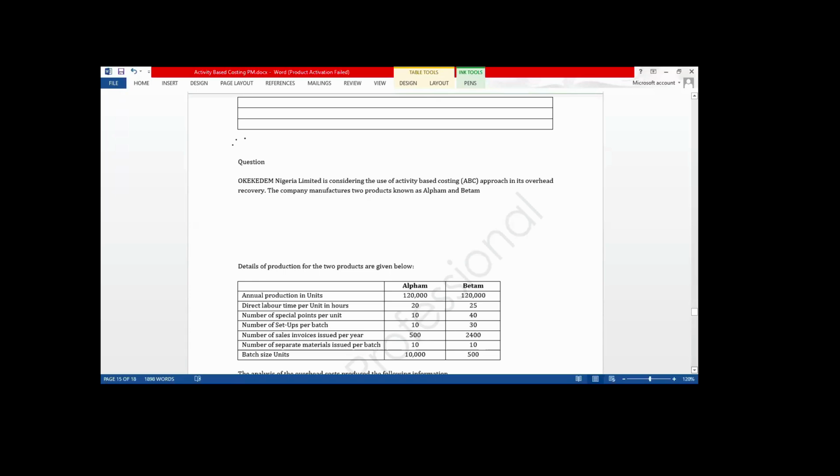Number of special parts per unit: 10 for AFAM, 40 for BITAM. Number of setups per batch.